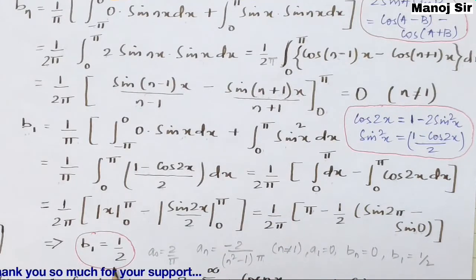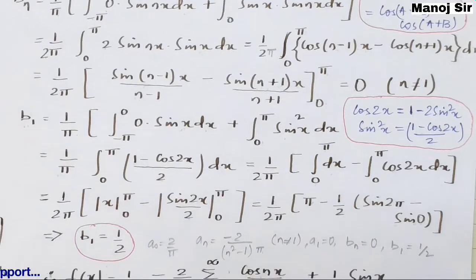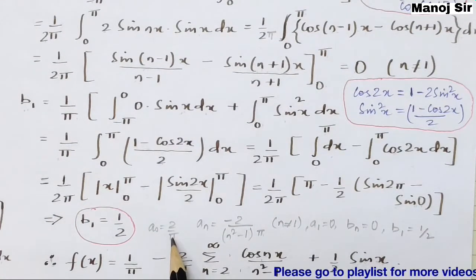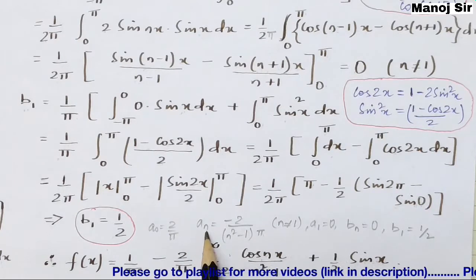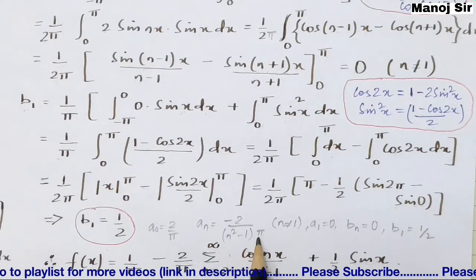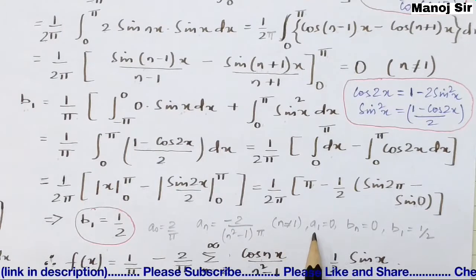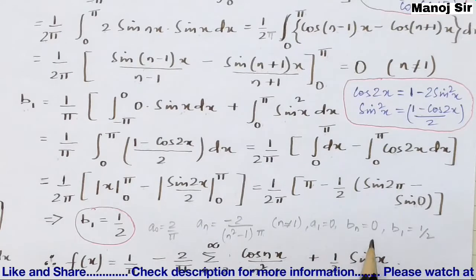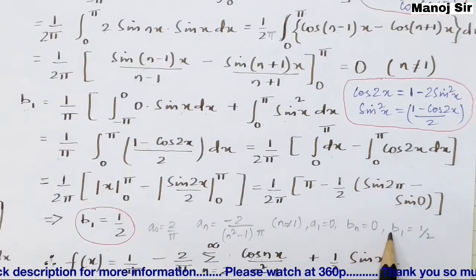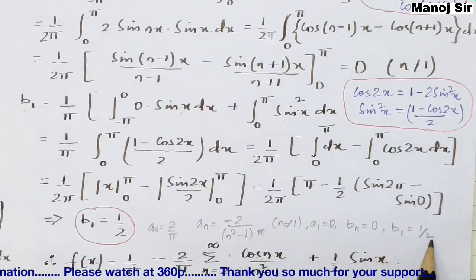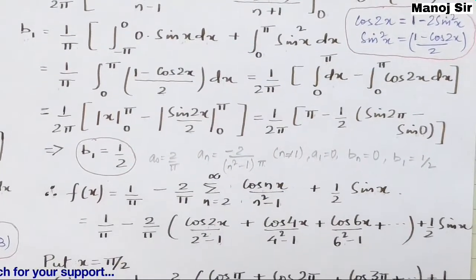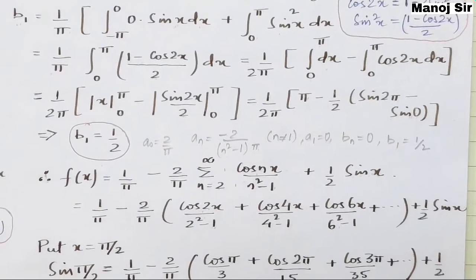So we have the value of b1 also, that is 1 upon 2. So finally we can say that a naught equals 2 upon pi, and an equals minus 2 upon (n square minus 1) into pi when n is not equal to 1. We have found a1 separately, that is 0. a1 is 0, bn is also 0, and b1 is 1 upon 2. So finally we can say that is f of x.